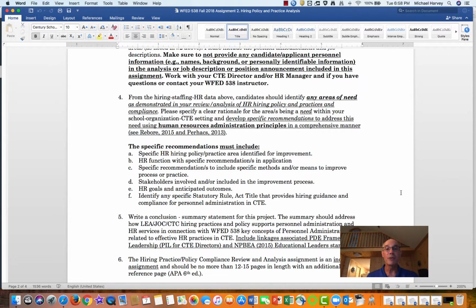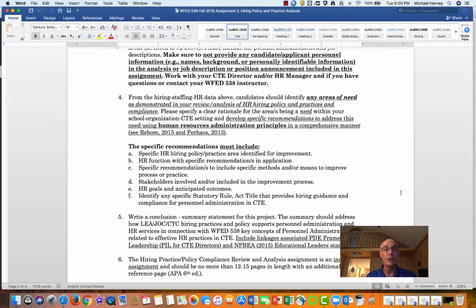The specifics for recommendations must include what's the specific HR hiring process or practice that you've identified that potentially needs improvement. It may be your selection criteria. Your selection criteria needs to be more specific. It needs to follow a structure. It needs to have a rating scale. It needs to have a reporting out. It needs to have a voting sequence, and it needs to have a consensus in order to move forward with the hiring process.